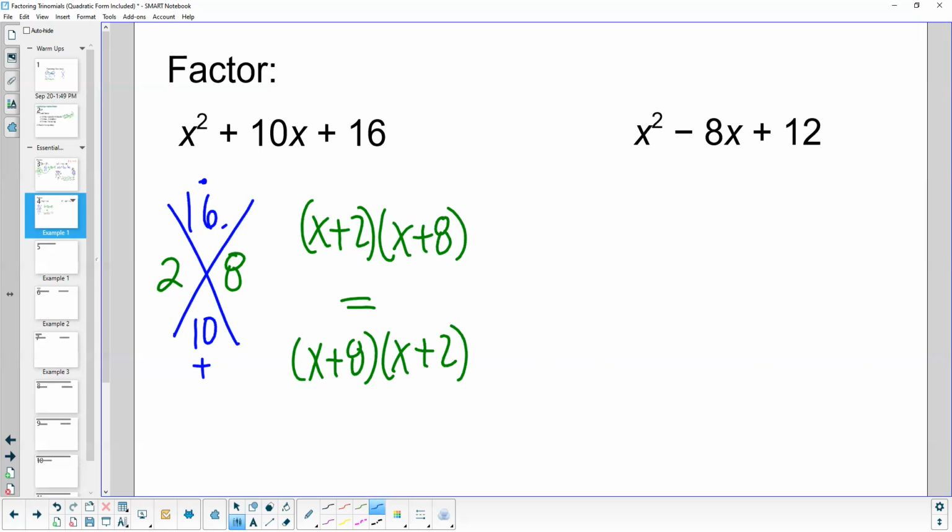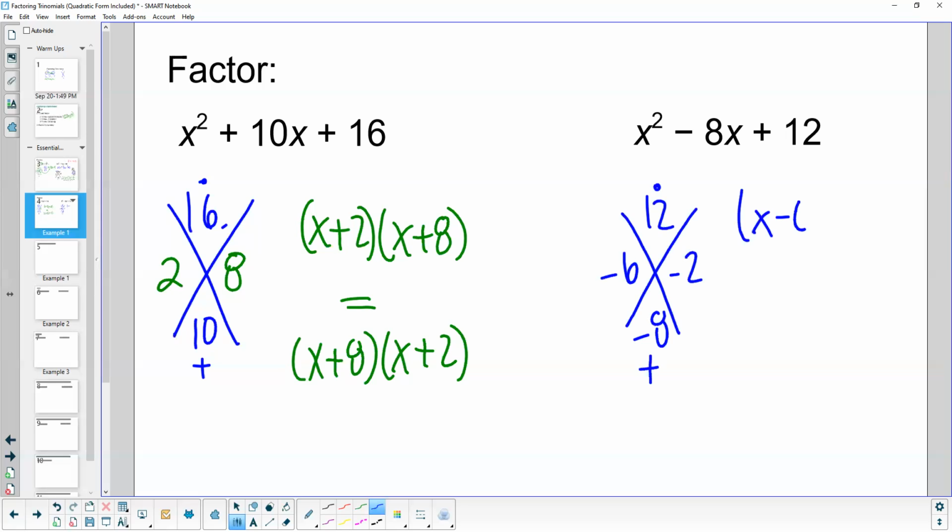Now, I think we've kind of gone over enough of these. If you wanted to try another one here, you totally could. This one would multiply to 12. We want to add to negative 8. What numbers do that? Well, we are going to end up with a negative 6 and a negative 2 here. So x minus 6 and x minus 2. So there are lots of examples of how we can do these. So that's how you do the most basic one.